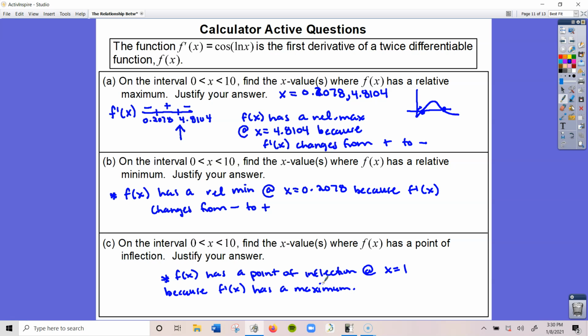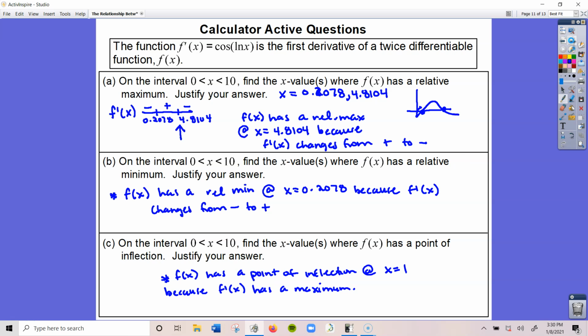Now, if the f prime of x has a maximum, that indicates that f double prime of x has changed signs. It changed from positive to negative, and that's why f prime of x has a maximum. And if it changes signs, that's the point of inflection. So that's why we're looking for extrema in order to justify the points of inflection on the function.